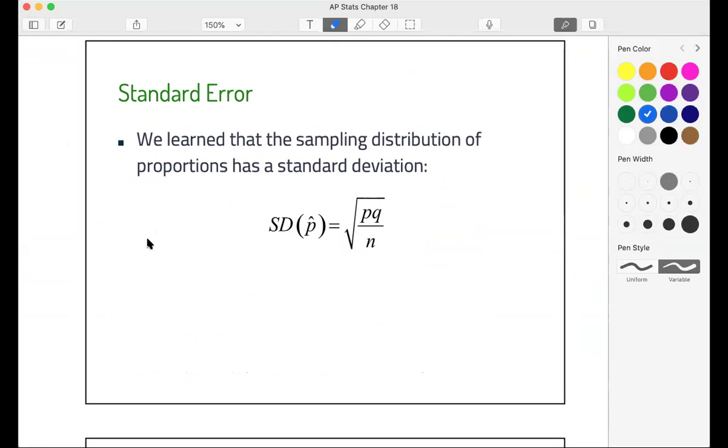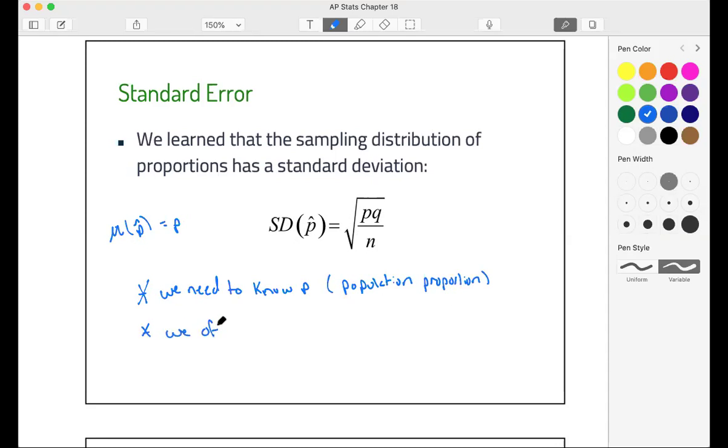So if you recall, the mean of the sampling distribution is p. The standard deviation of p hat is the square root of pq over n. Now, in order to do this, this is a quick note, we need to know p. And p, if you recall, is the population proportion. Now, it turns out that we often don't know p, okay? And there is our issue. Okay, so what do we do?